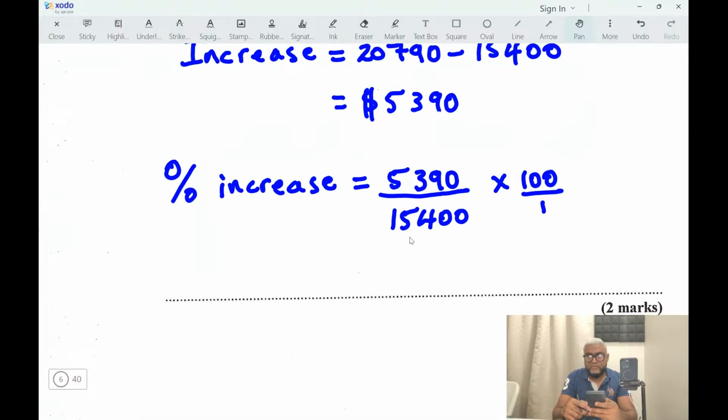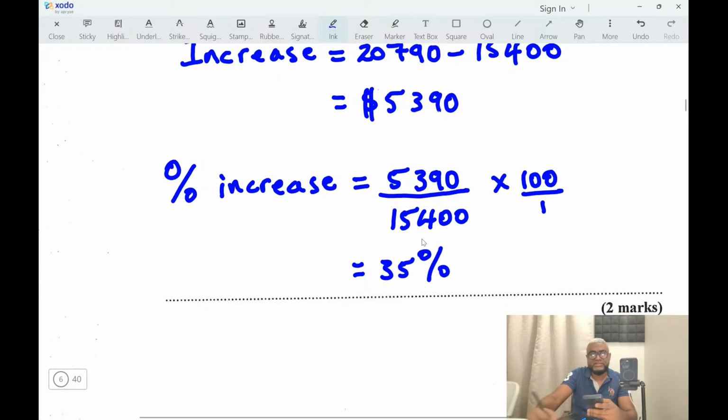When we work this out, what would we get? 5,390 over 15,400 multiplied by 100 will give me 35. Message 35 if you got 35% increase.